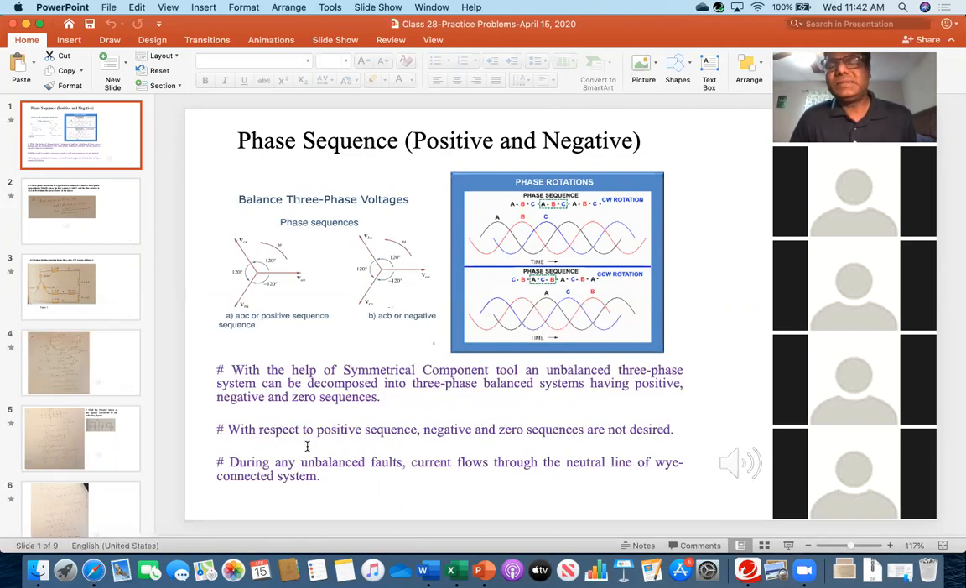So that's why you see in the middle bullet I have written, with respect to positive sequence, for example, the United States has positive sequence. With respect to the United States, negative and zero sequences are not desired because they will cause some problem.